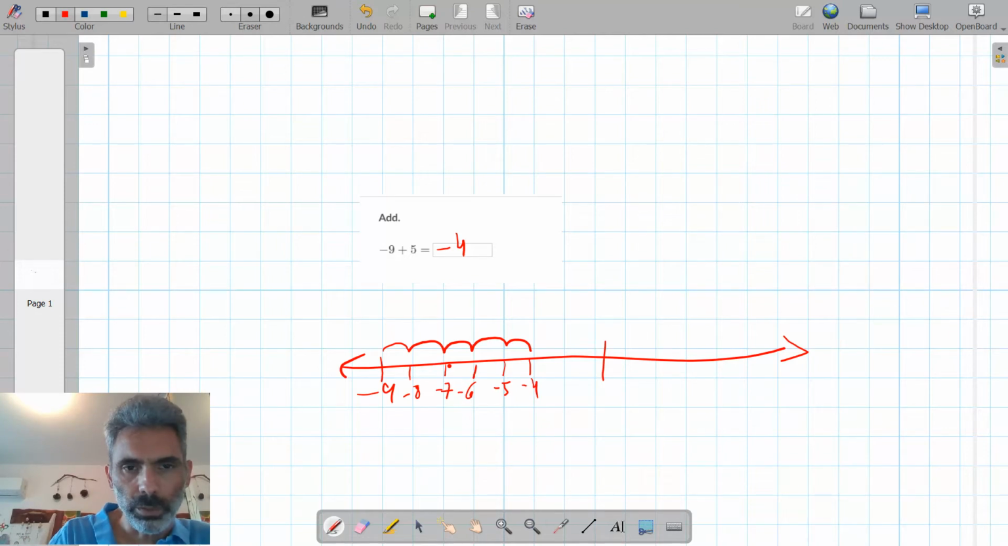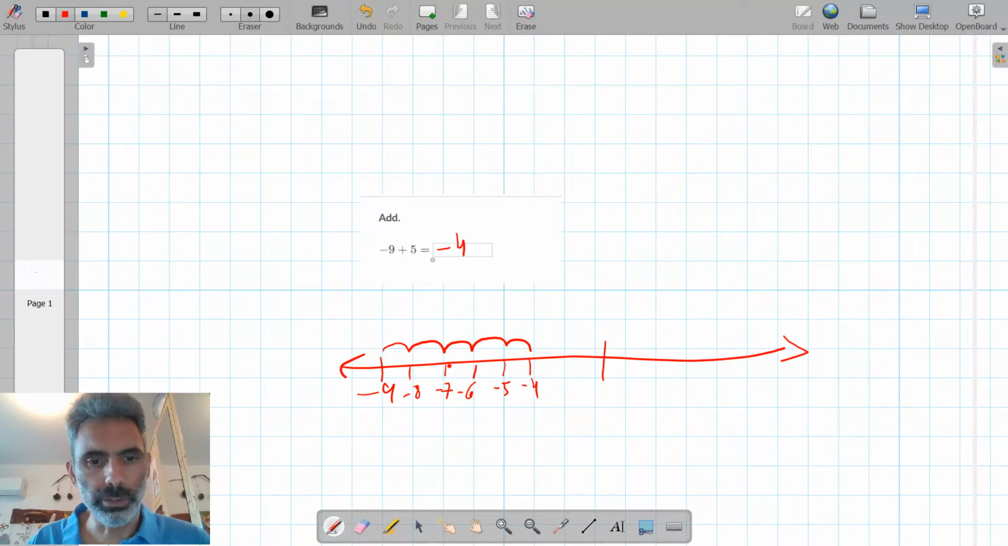So in short, when we have an addition problem with two numbers with different signs, we find the difference between the numbers, and then we assign to the result the sign of the greater of the two numbers. Okay, so -4 is the result here.